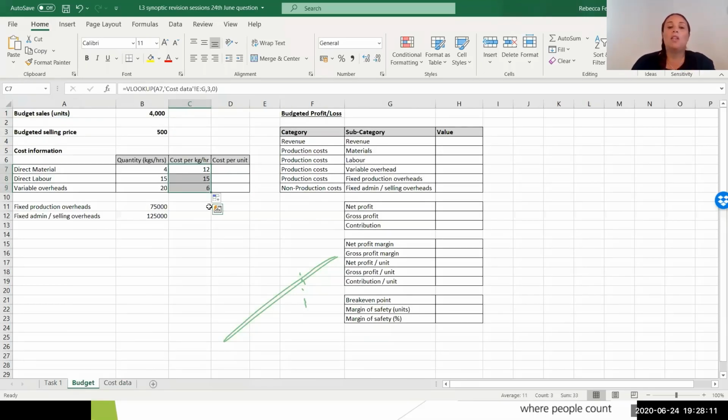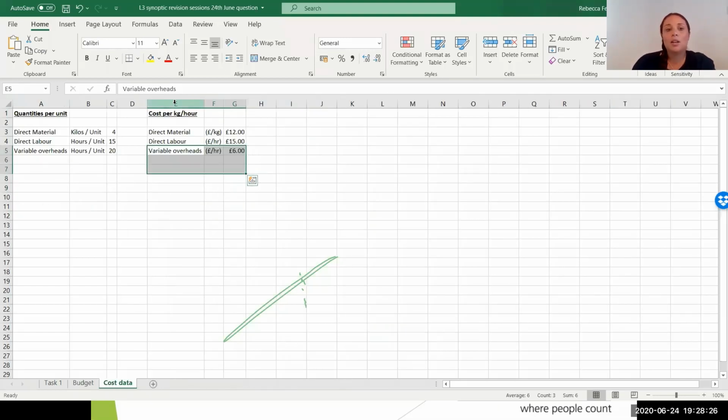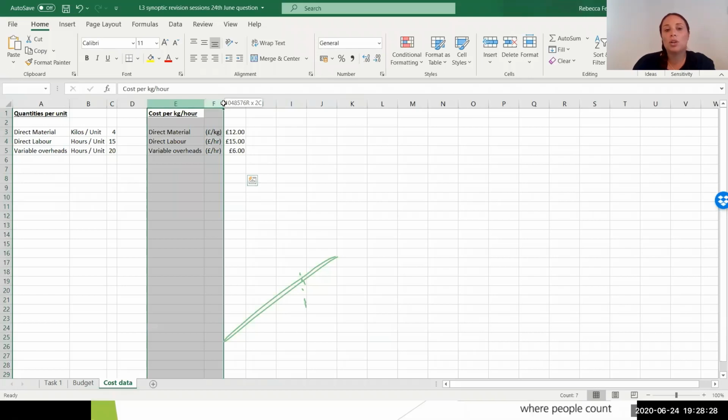So it may be that you choose to use that way rather than the other way, because it means that you're always going to be able to drag it down. The reason we have 3 is because we're asking it to bring back the third column in the table. So this is my table, 1, 2, 3 columns, and I want it to bring back the data in the third column. Does that make sense? Any questions?